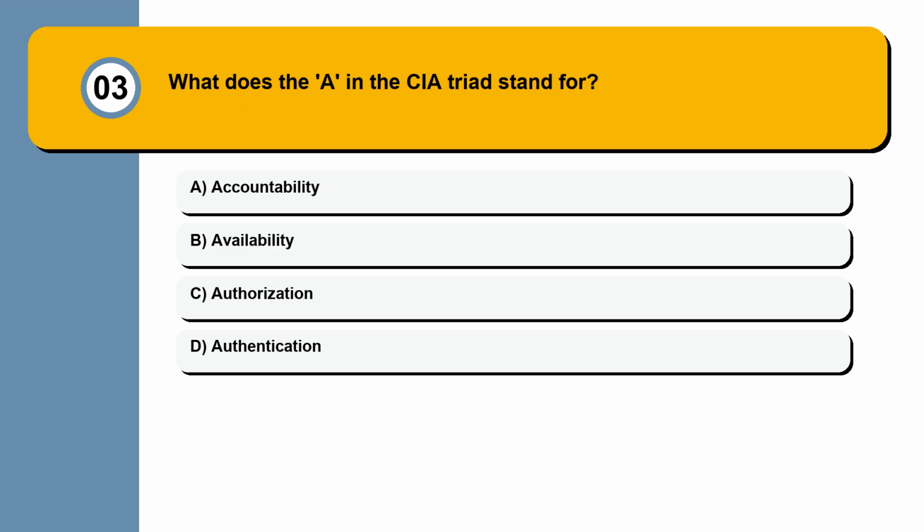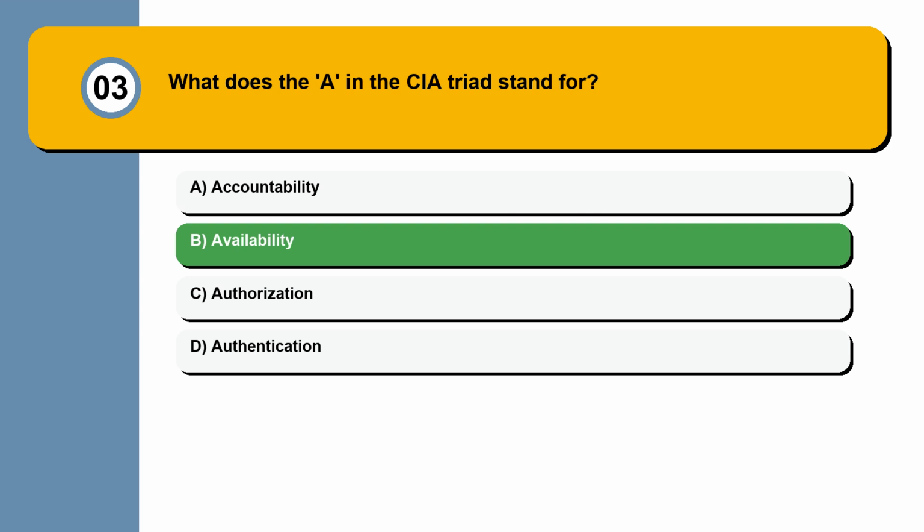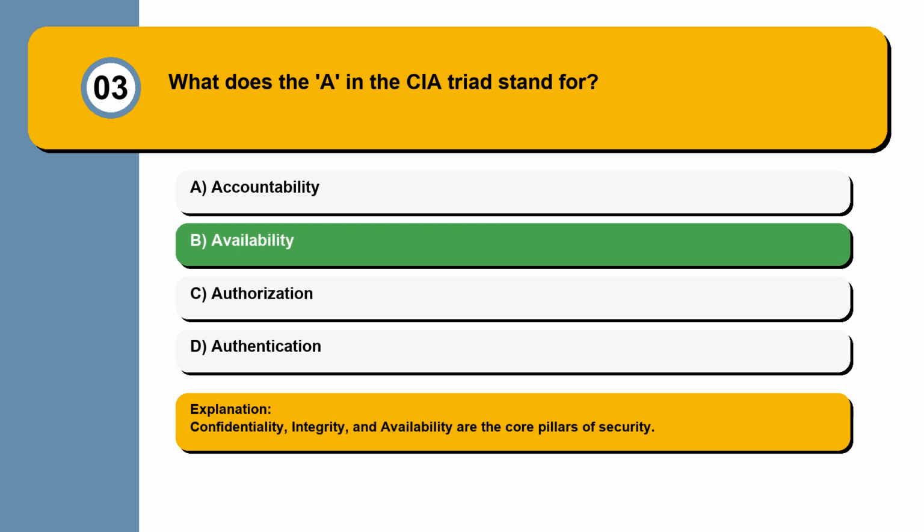Question 3. What does the C-I-A in the CIA triad stand for? Accountability, availability, authorization, authentication. Confidentiality, integrity, and availability are the core pillars of security.